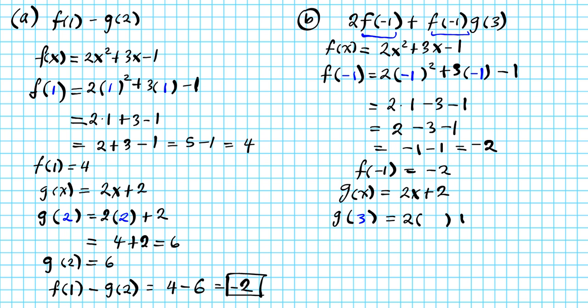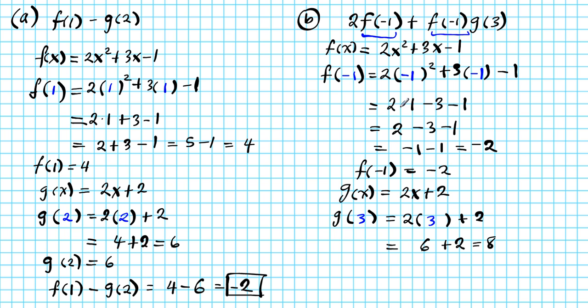g of 3 basically means that wherever I have x in g of x, you substitute it with the new input, which is 3. So put a 3 here. So we'll work it out. We're going to have 2 times 3 using the order of operations. 2 times 3 is 6. 6 plus 2 equals 8.